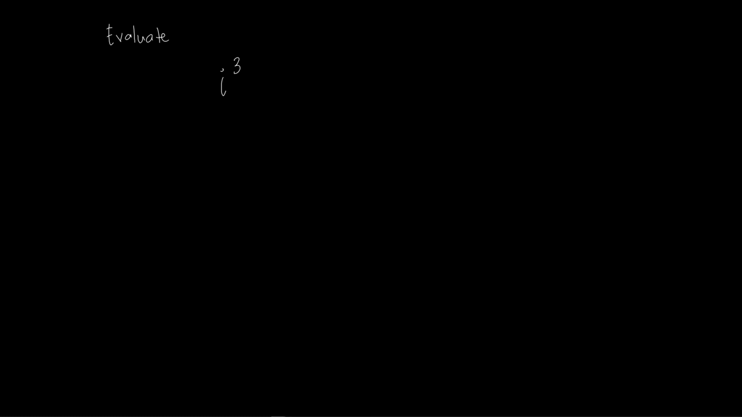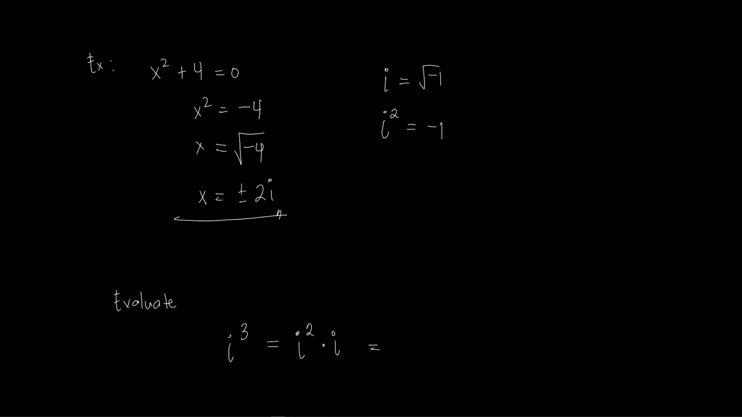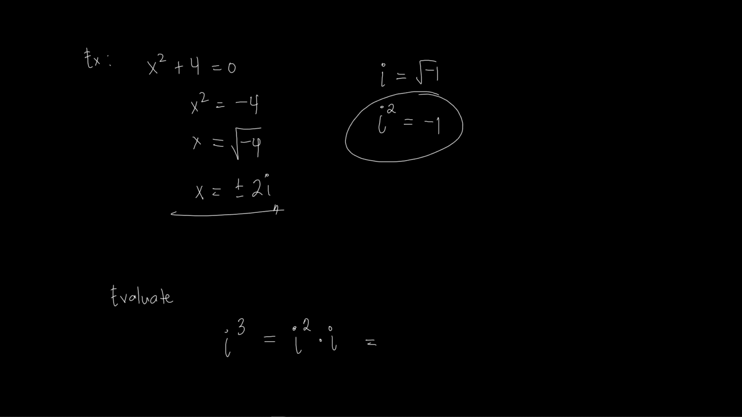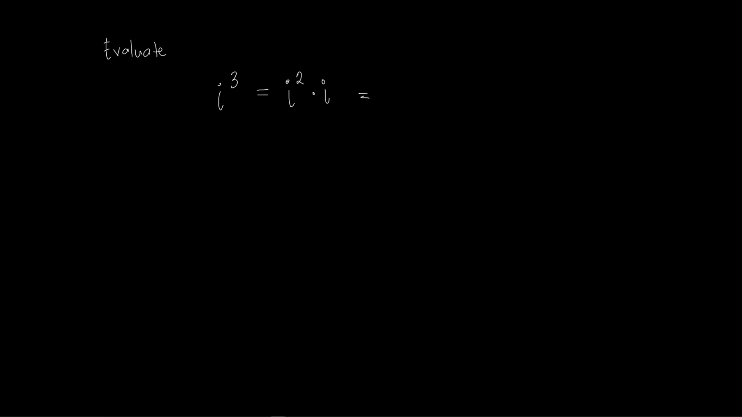How do we evaluate it? I cubed can be written as i squared times i. Then i squared can be substituted with negative 1. Earlier we derived that i squared is equal to negative 1. So it becomes negative 1 times i. Then i cubed is simply negative i.